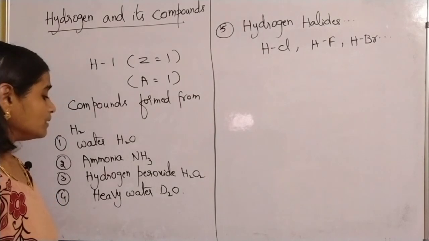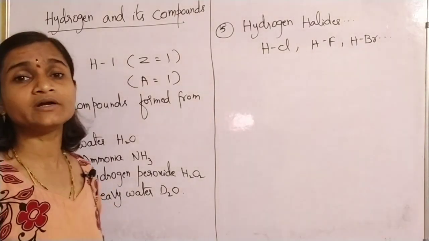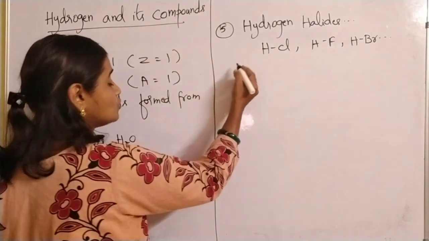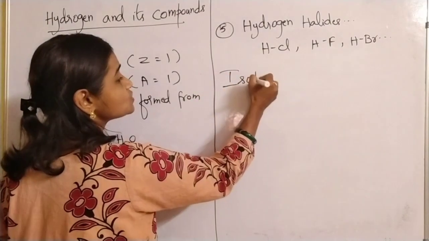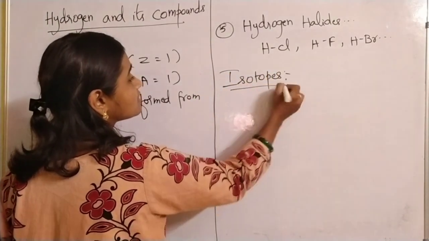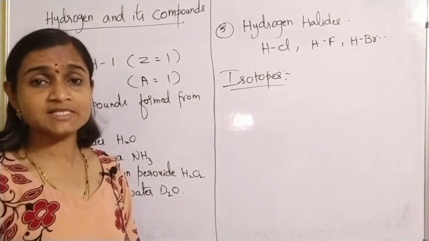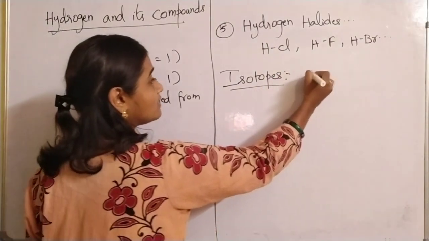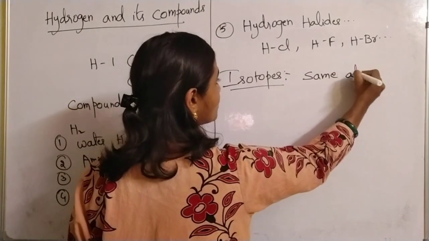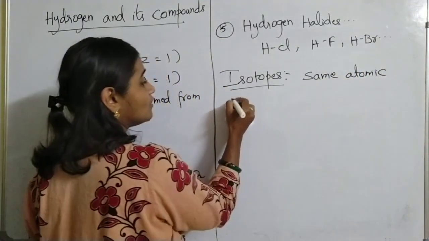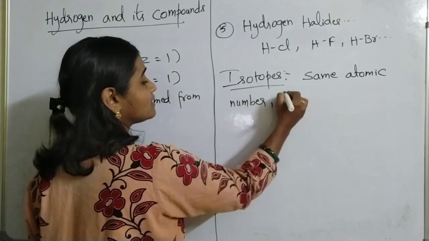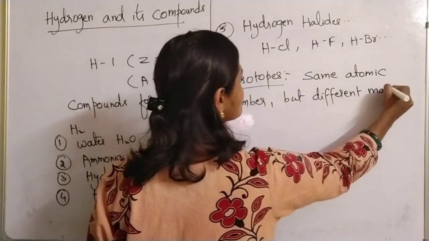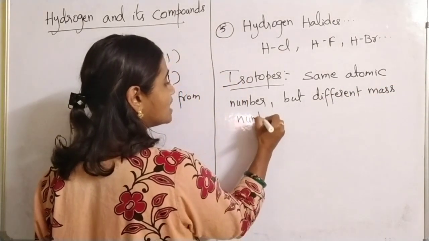Before you go to the different compounds exhibited by hydrogen, we should know the isotopes of hydrogen. Just recall the isotopes. What are isotopes? Isotopes are substances which have the same atomic number but different mass numbers. Same atomic number but different mass numbers, such substances are called isotopes.